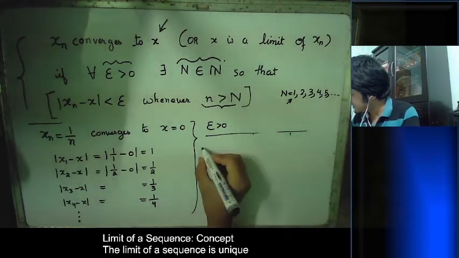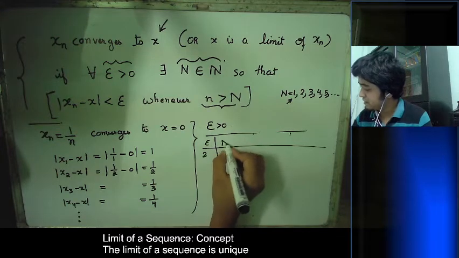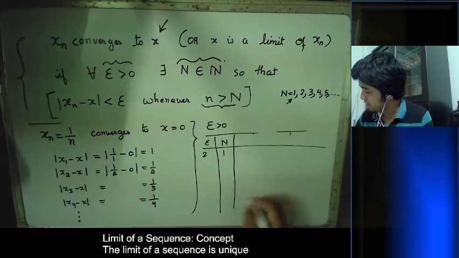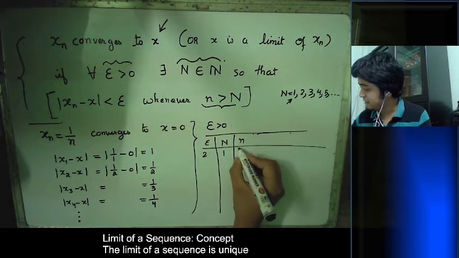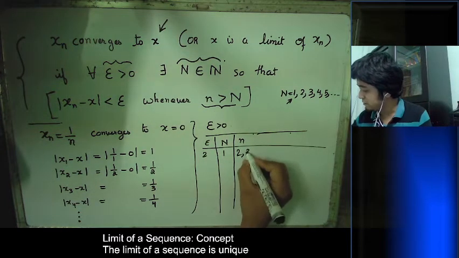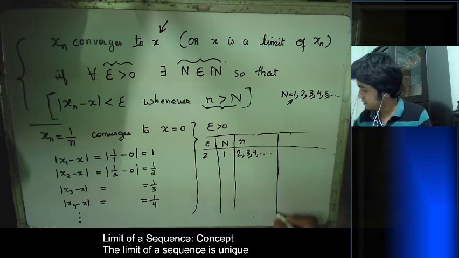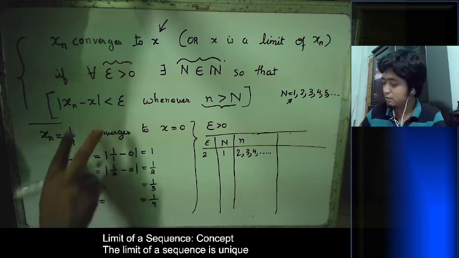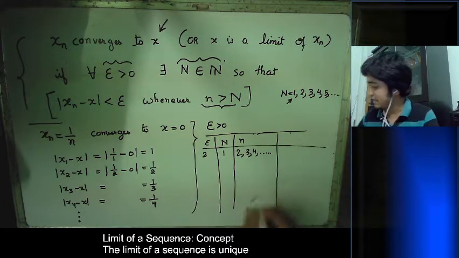So we were at this stage. I am giving you epsilon equal to 2. Suppose you are giving me natural number capital N equal to 1. Then we want to check this condition. First, let us see what the values of n are. n should be greater than N, so n will be 2, 3, 4, and so on. For each of these values, you will have to check whether |xn minus x| is less than epsilon. Now let us check.